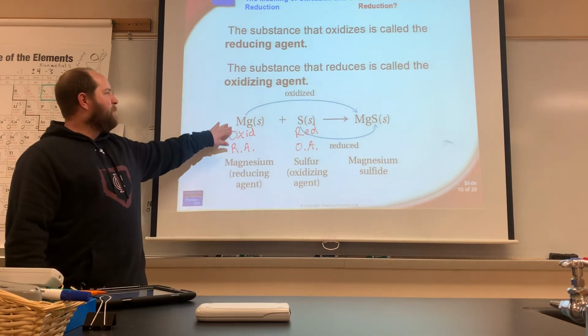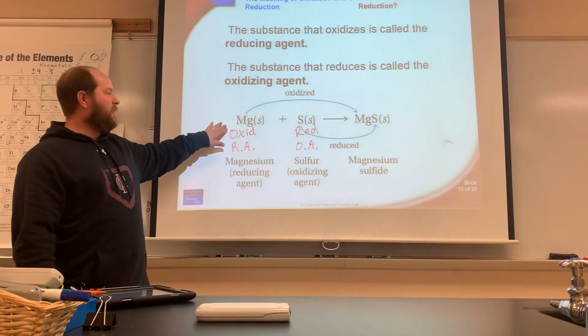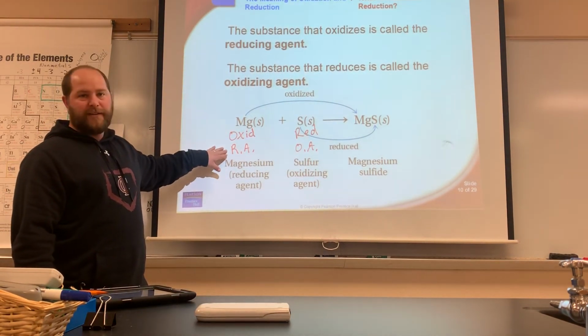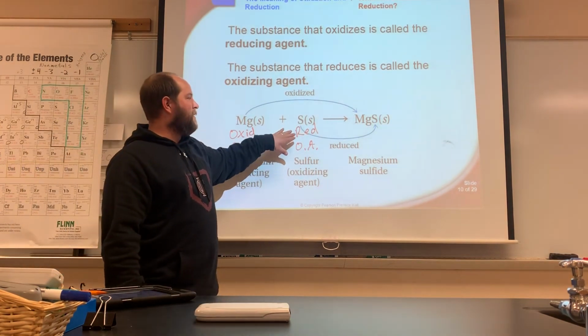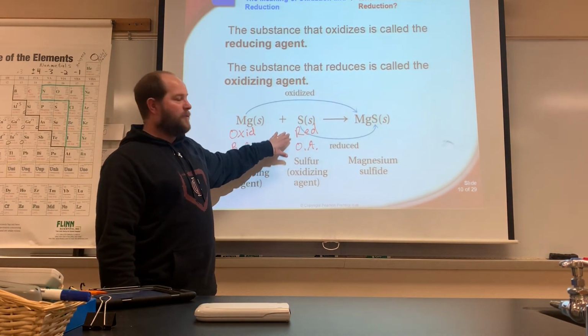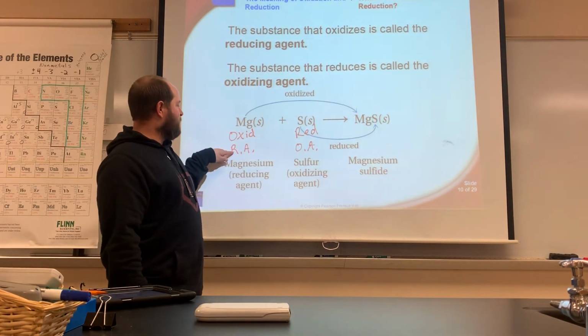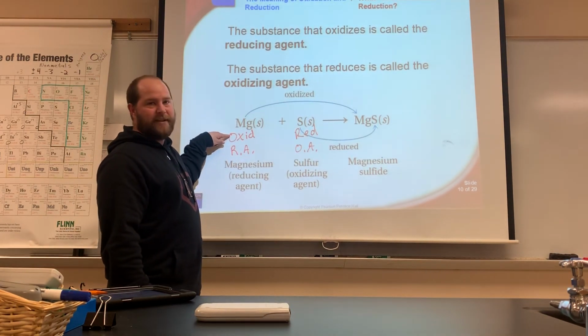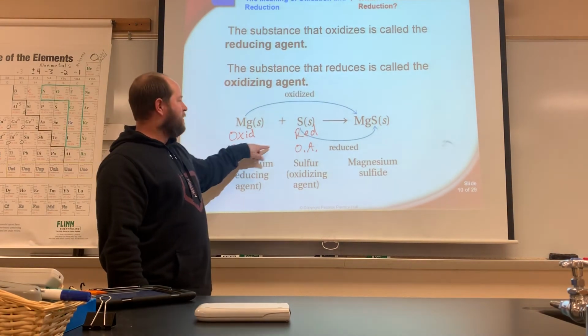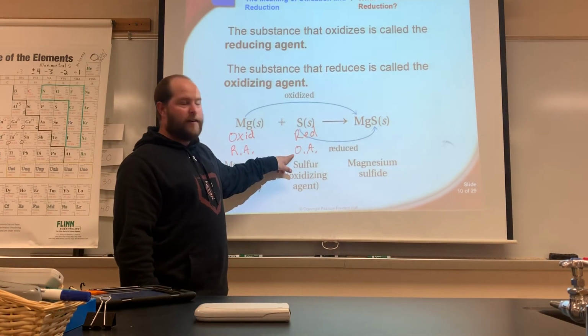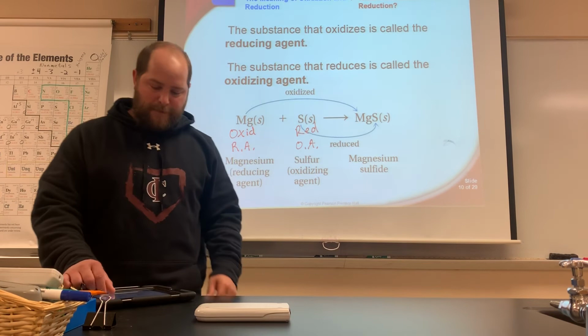So this is being oxidized, it's losing the electrons, so it's the reducing agent. This is going to be the substance that is reduced, so it's going to be the oxidizing agent. Once you figure it out, it's just always the opposite. See how this is being oxidized? This is the reducing agent. This is the one reduced, so this is going to be the oxidizing agent.